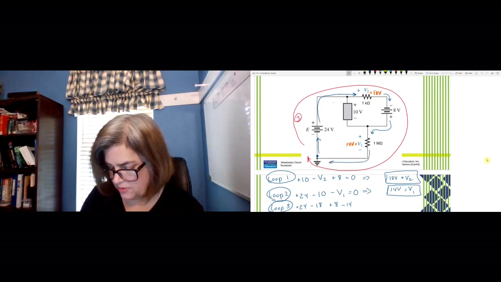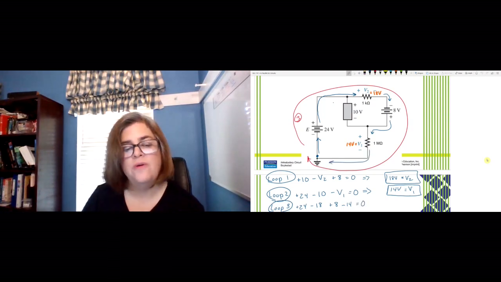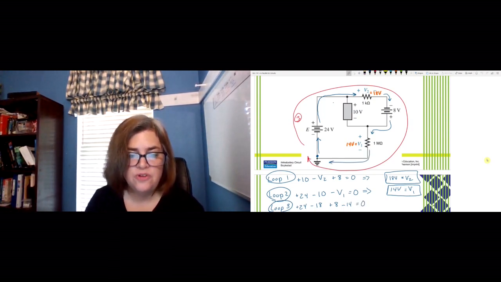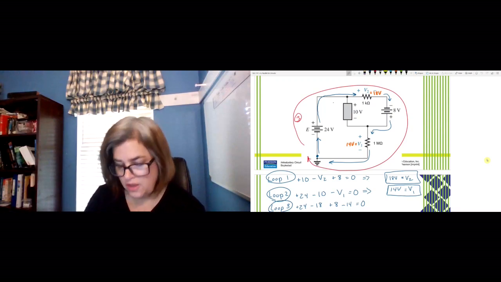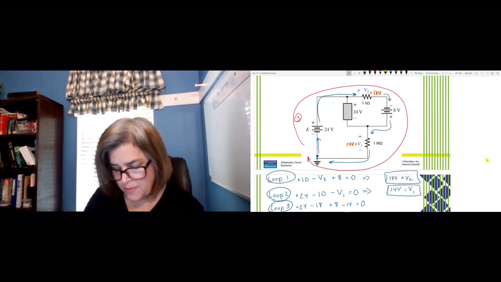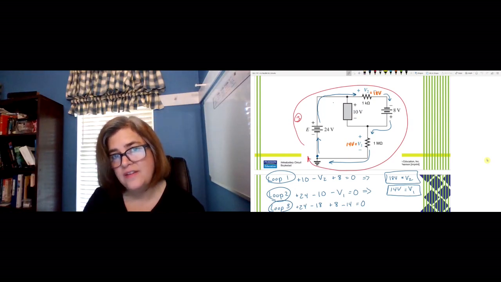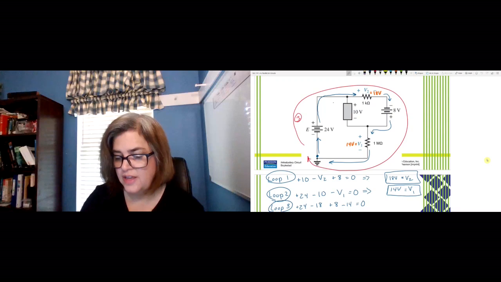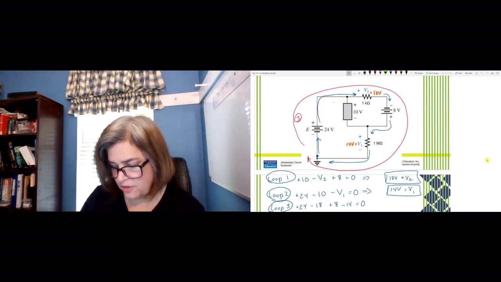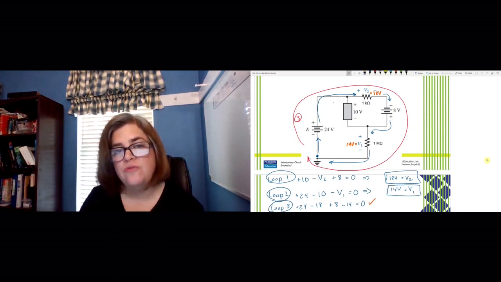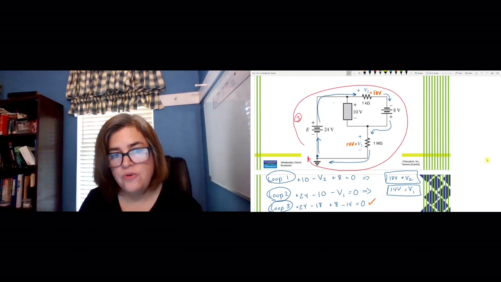And then here I get back to where I started, and that has to equal 0 if Kirchhoff's voltage law is to be upheld. Okay, so let's check this. 24 minus 18 is how many? That's 6. Plus 8 is 14. Minus 14 equals 0. So our third loop actually confirmed what we learned from the first two.